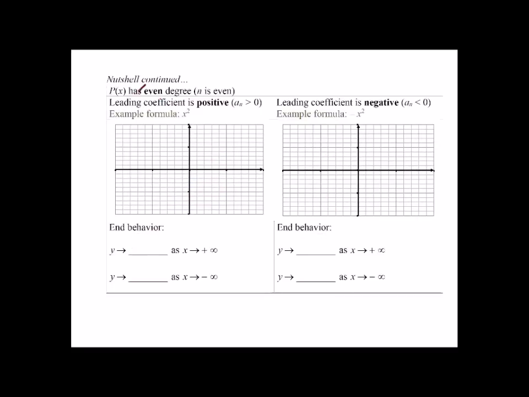On the other hand, if your polynomial has even degree, then it's going to be one of those following 2 examples.